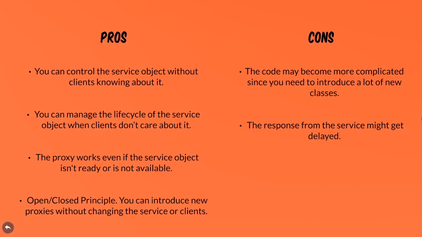Pros. You can control the service object without clients knowing about it. You can manage the lifecycle of the service object when clients don't care about it. The proxy works even if the service object isn't ready or is not available. And the open-closed principle: you can introduce new proxies without changing the service or clients. And some cons. The code may become more complicated since you need to introduce a lot of new classes. The response from the service might get delayed.